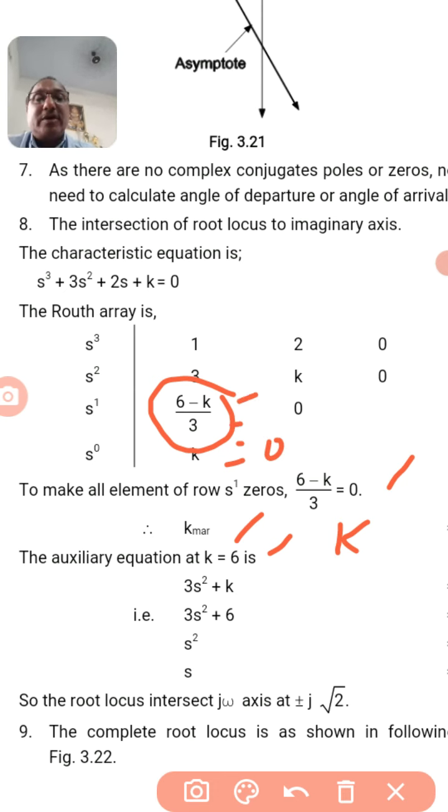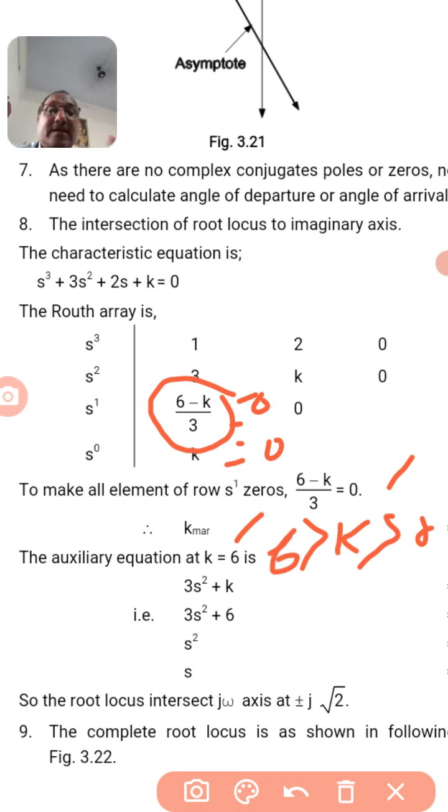This is also equal to 0. So k is equal to 0 and k is equal to 6. So k is greater than 0 and less than 6. The gain of this closed loop system or control system should lie between 0 to 6, then this system will become stable.